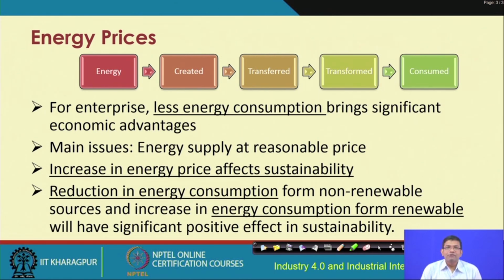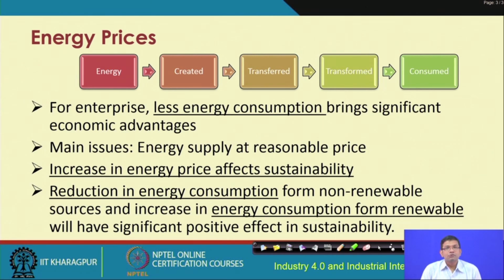Increasing the price of energy is not good, because that will affect the overall price of the product or the service that is being created, and that is not going to be sustainable overall from another perspective. So, an increase in energy price affects sustainability, and we have seen the different ways it is affecting. Sustainability has different facets.